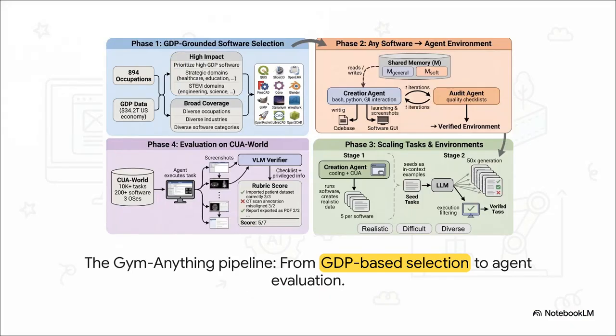Okay, this gives us the 10,000-foot view of the whole pipeline. It all starts with phase one. They use GDP data to pick software that's economically important. Smart, right? Then in phase two, AI agents actually turn that software into a training environment. Phase three is all about creating tons of tasks, and phase four is where they evaluate how well the agent performs. We're about to dig into the most interesting parts of this whole process.